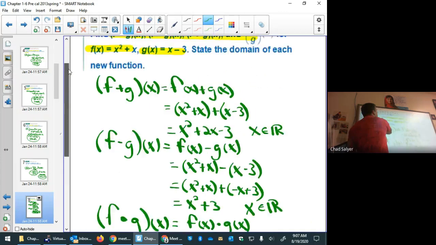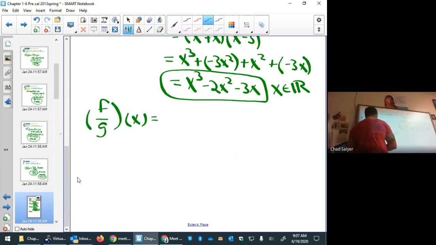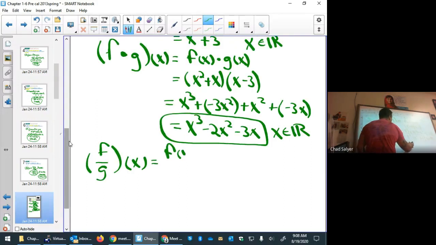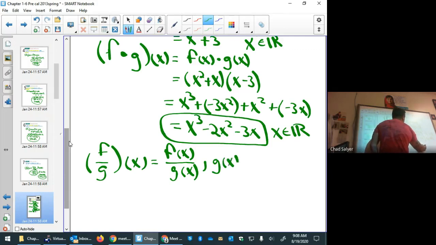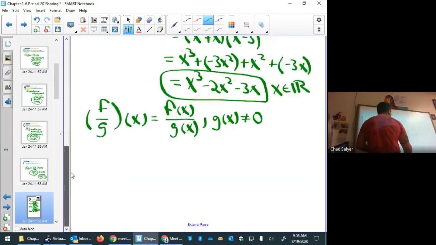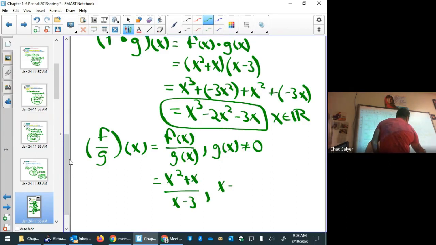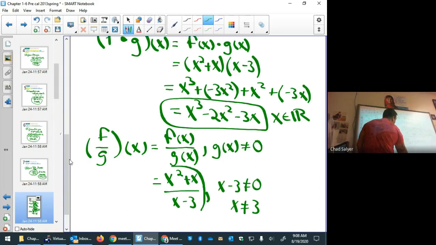Finally, we're asked to find f divided by g of x. So that's going to equal f of x over g of x. And remember that g of x can't be 0. And that was the last of the tasks here. So that's going to be x squared plus x divided by x minus 3. And x minus 3 can never equal 0, which means x could never equal 3. So here's our answer. Here's our domain constraint in that case.